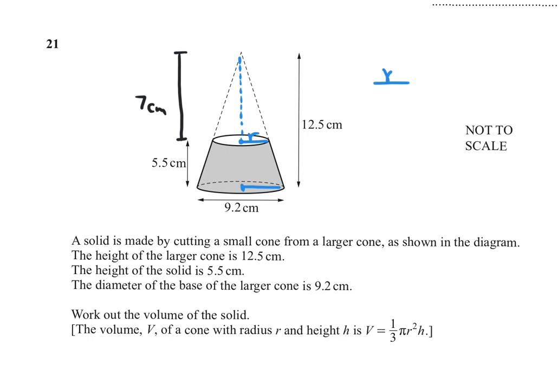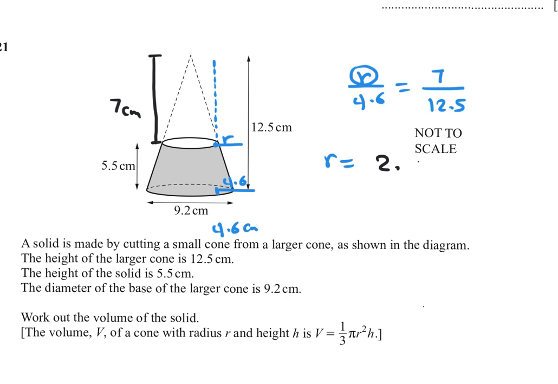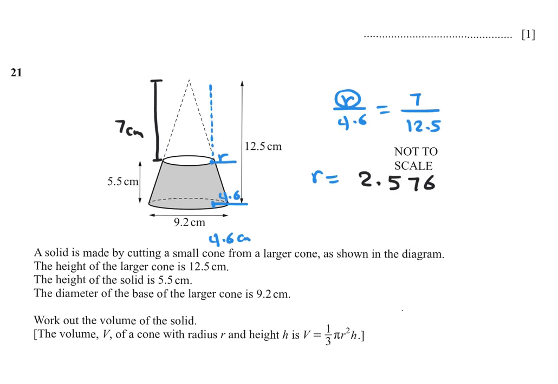So R over half of 9.2, which is 4.6 centimeters. This is the radius, 4.6. So R divided by 4.6 equals the height of the small cone, which is 7, divided by the height of the large cone, which is 12.5. Now cross multiply to find the radius. So R equals 2.576.